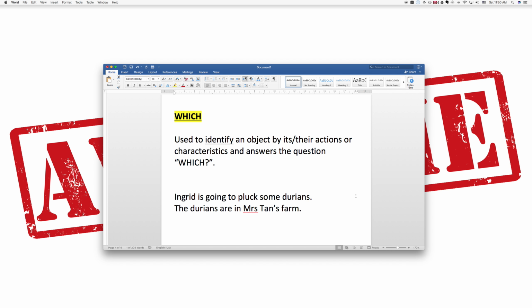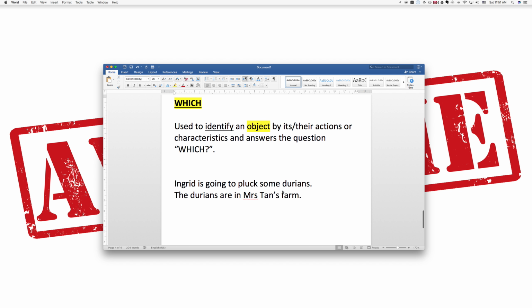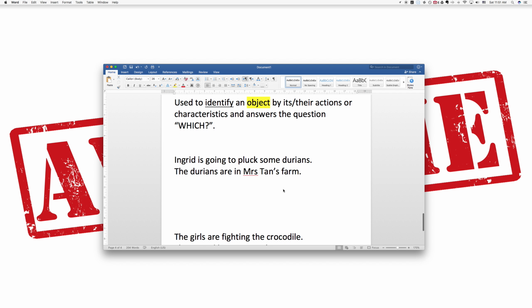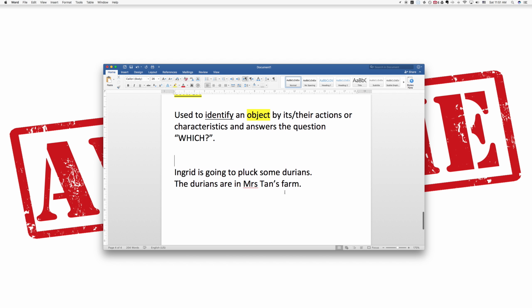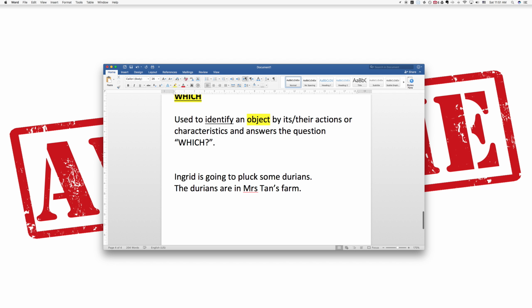These are objects. So remember, which is used to identify an object, and usually this object has a characteristic or is performing an action and answers the question which. Let's take a look, alright? So in this case, Ingrid is going to pluck some durians, alright? The durians are in Mrs. Tan's farm. Shout out to Mrs. Tan. Hope she's having a good holiday. So let's take a look here.